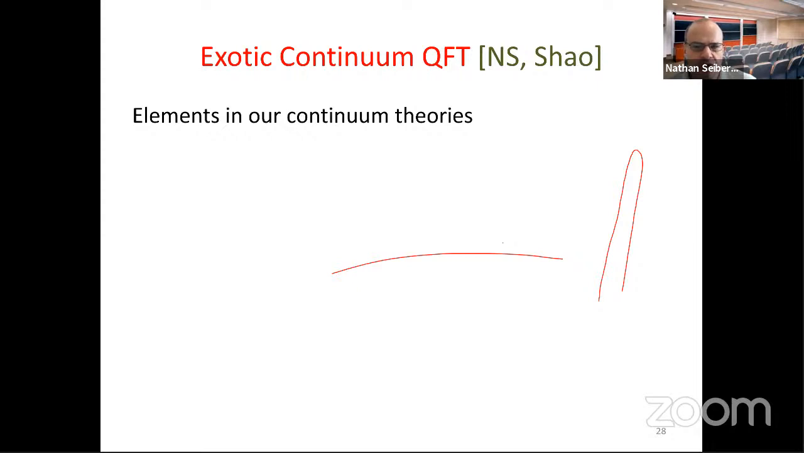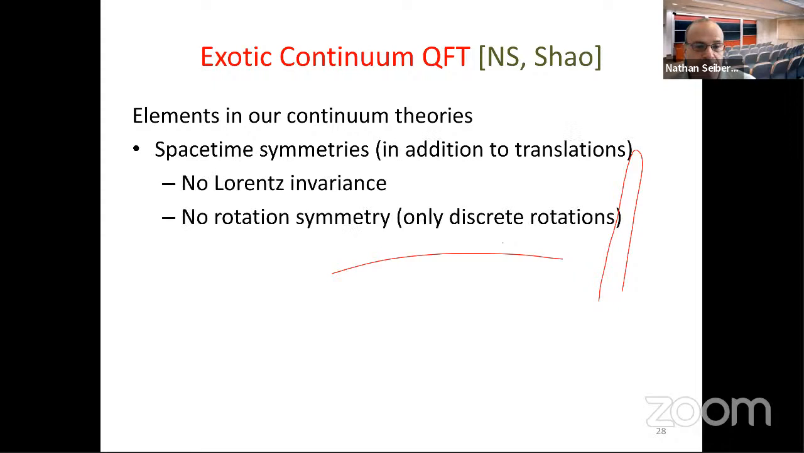Some of them are not surprising and others are more surprising. First, space-time symmetries. Normally in quantum field theory, we consider systems that are translation invariant, and rotation invariant, and Lorentz invariant. Our systems are not Lorentz invariant. That's not a big deal. Almost every system in condensed matter physics is not Lorentz invariant. Also, not rotationally invariant. We only have rotational invariance under certain discrete rotations. That I do not view as a big deal.